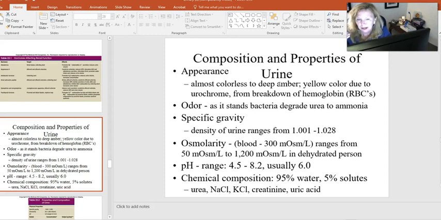Odor: if it's allowed to stand, urine will actually degrade to ammonia, so it takes on that sort of smell. But when it's just recently voided, it shouldn't be malodorous. Sometimes it is, and it can indicate whether someone has a urinary tract infection. It's just a handful of bacteria that cause urinary tract infections, and most of them have a very distinctive odor that will be given off when a person has a urinary tract infection, a UTI.